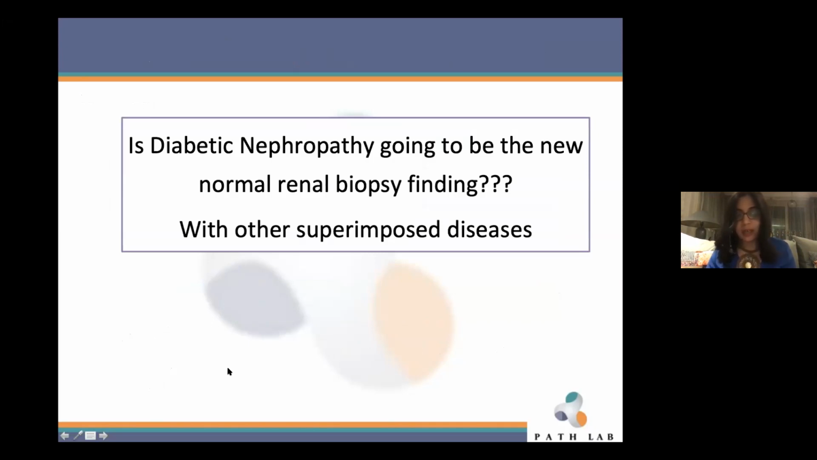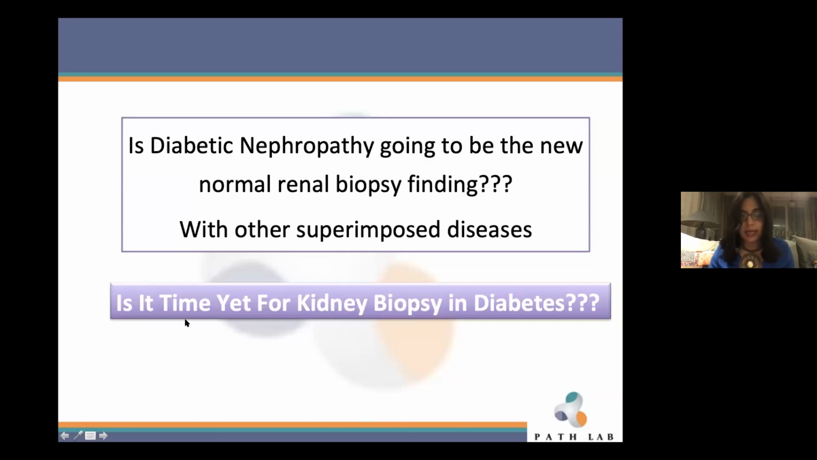So finally, is diabetic nephropathy going to be the new normal renal biopsy finding in diabetic patients with other superimposed disease? With all of this evidence we've been discussing, it should not be the only diagnosis. It should be a diagnosis of exclusion. So when we have a biopsy in a diabetic patient, we should expect to see diabetic kidney disease and start looking for non-diabetic kidney disease as well.